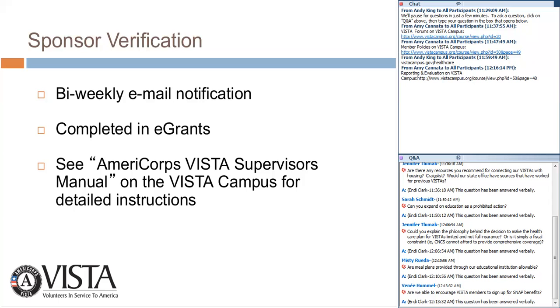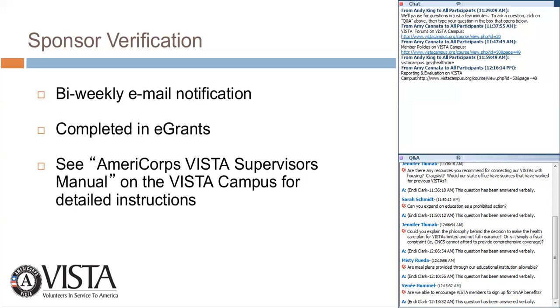It should be noted that we do provide instructions on how to submit this report on the VISTA campus and in the supervisor manual. So pay close attention to that because you can get detailed information on the biweekly verification report.